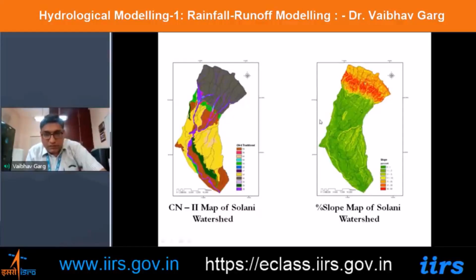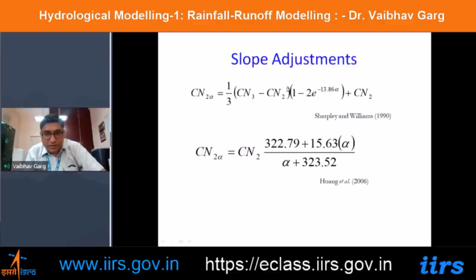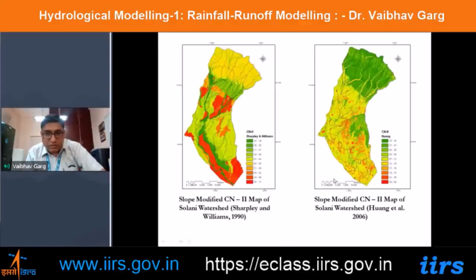Now from the DEM, we generated the percent slope map of the Solani watershed. Then using the slope adjustment, we did the slope correction. We used both Sharpley-Williams and Huang's approach for the slope correction. This is the slope corrected CN2 value using the Sharpley-Williams equation, and this is the slope corrected CN values using Huang's approach.